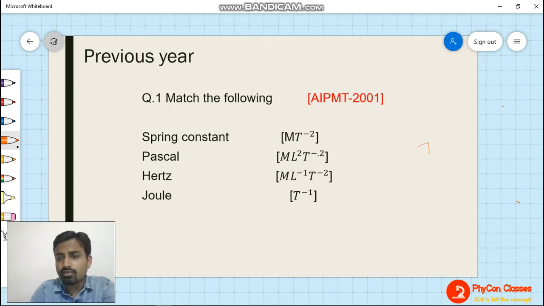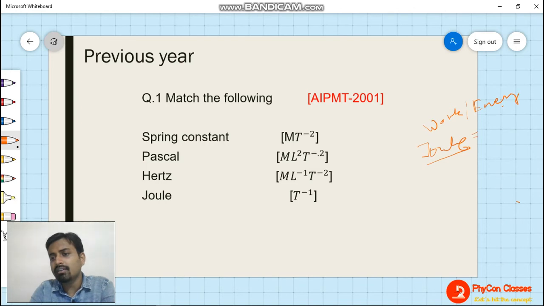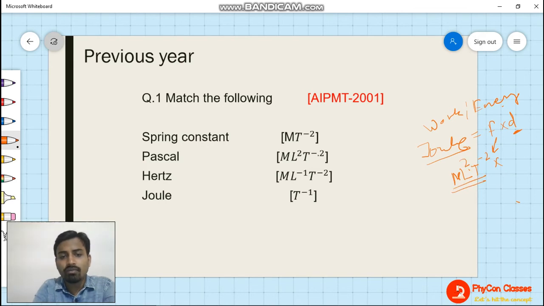So for Joule, can you tell me what is the dimension? Joule is the unit of work or energy, and that is equal to force into distance. For force we know. What is the dimension for force? MLT minus 2 multiplied with the dimension of D. D means distance, which is L. So ML square T minus 2. That will be for Joule: ML square T minus 2.